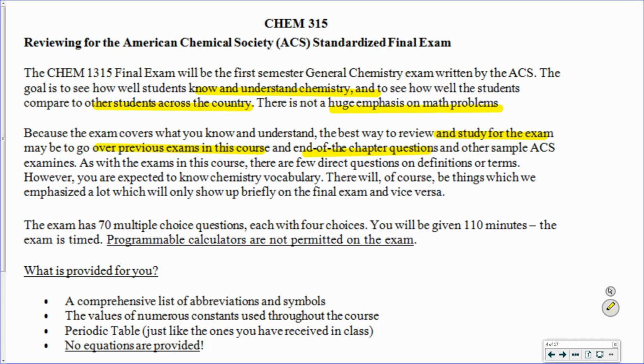Look at the things that you understand versus things that you don't. With the 70 multiple choice questions, there are 4 choices for each one, and there's no penalty for guessing. So you're graded on the number of questions that you get right. So if you skip one, it's not to your advantage.